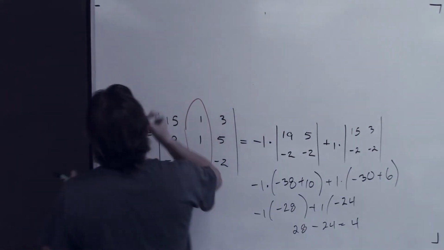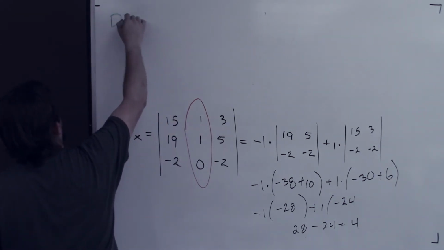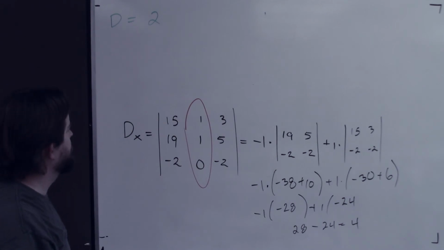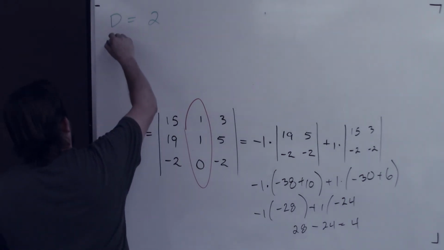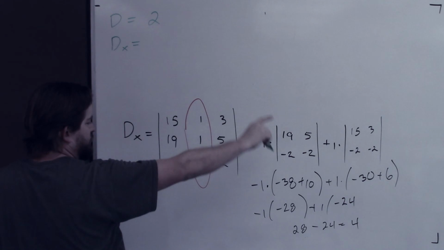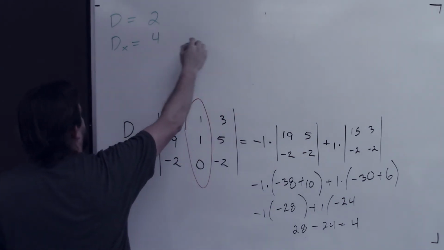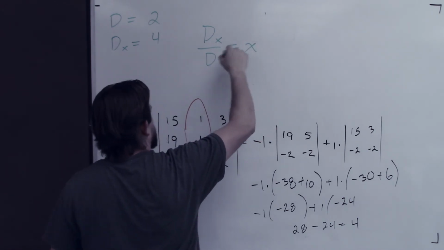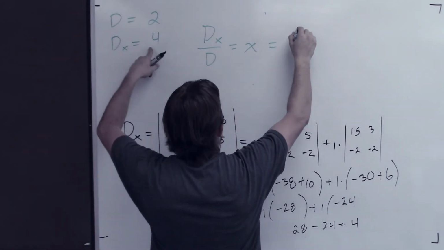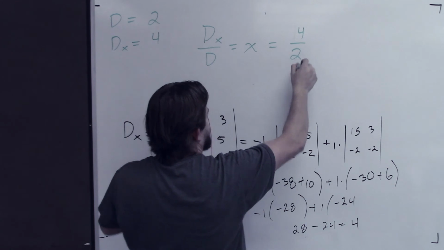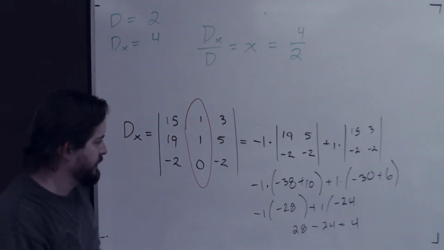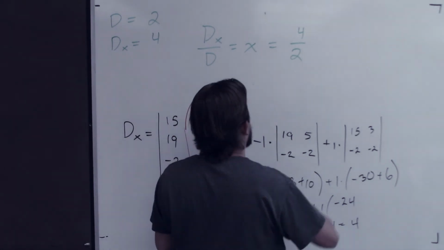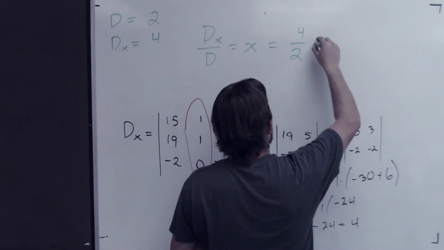So far, I know that the determinant was, geez, I hope it was 2. Good thing I erased it. The determinant x is equal to 4, and so I would have Dx over D is equal to x. Dx is 4. D was either 2 or -2, I can't remember now, and I erased it like a dummy. But that makes x either positive or -2, depending on whether D was positive or -2.